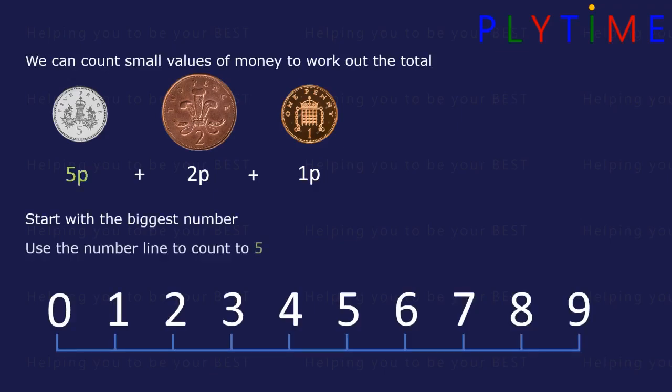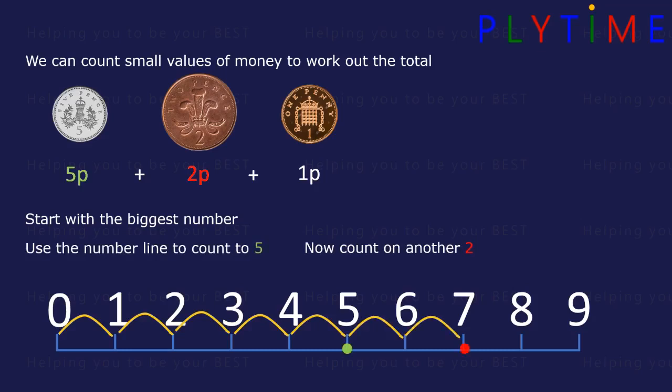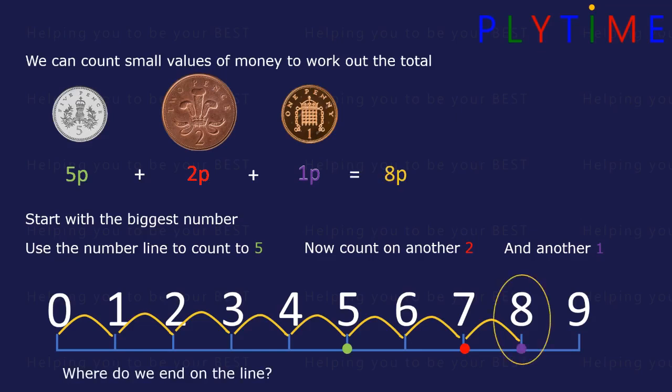Using our number line, we start with the biggest number, count to 5: 1, 2, 3, 4, 5. Now we add on another 2 for 2p: 1, 2. And finally another 1 for 1p: 1. Where do we end up on the line? We end at number 8, so the total is 8p.